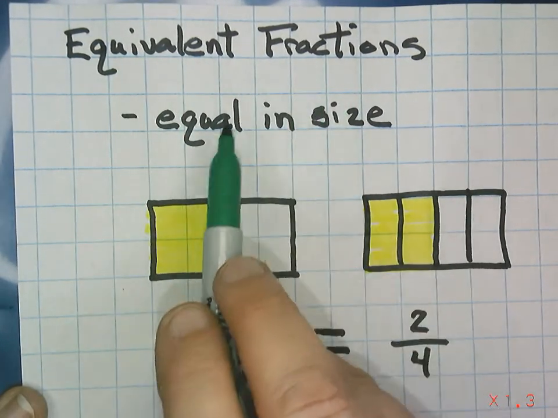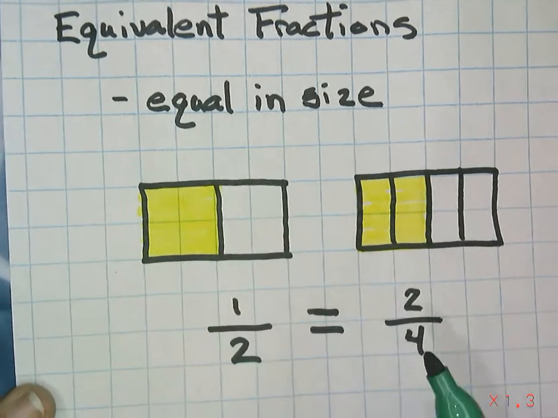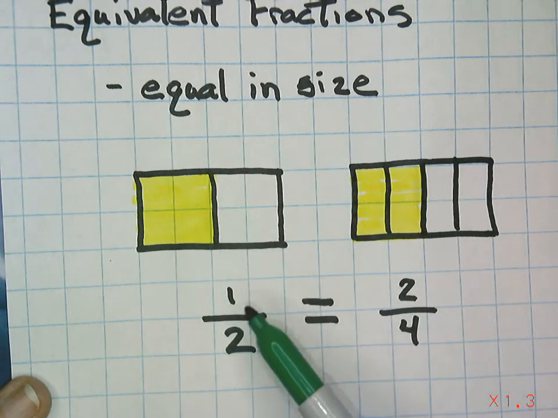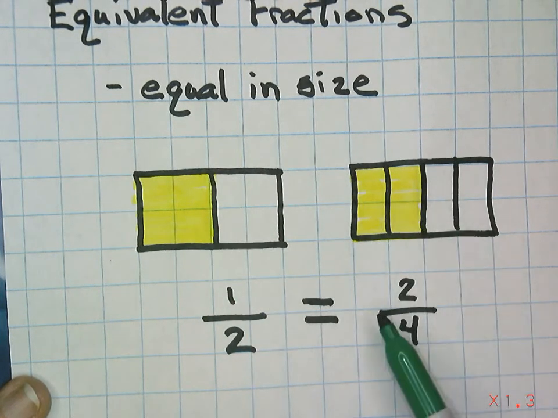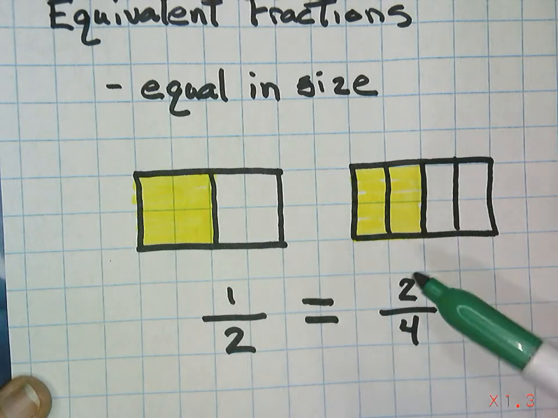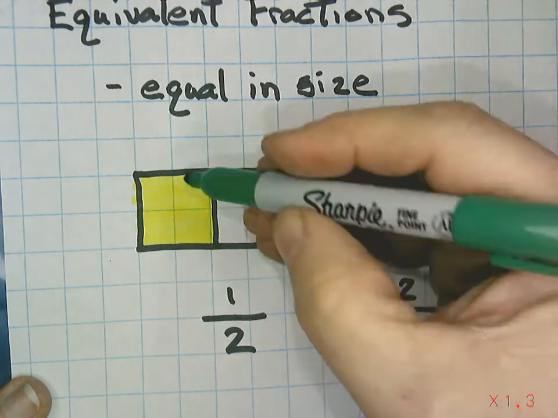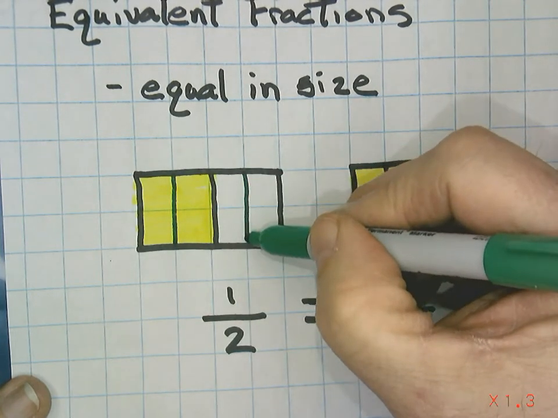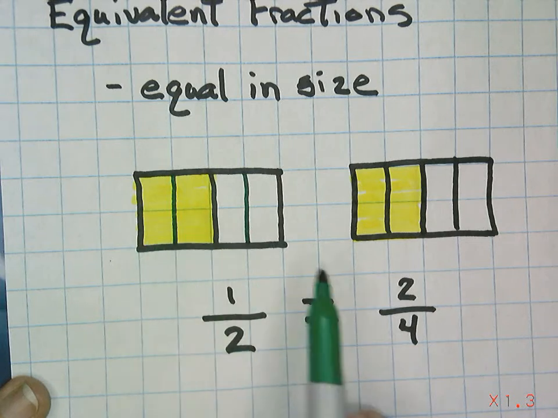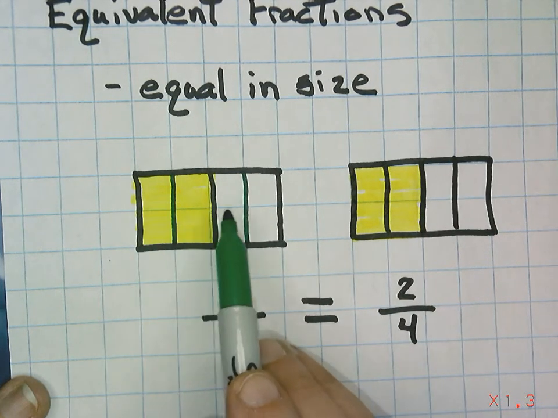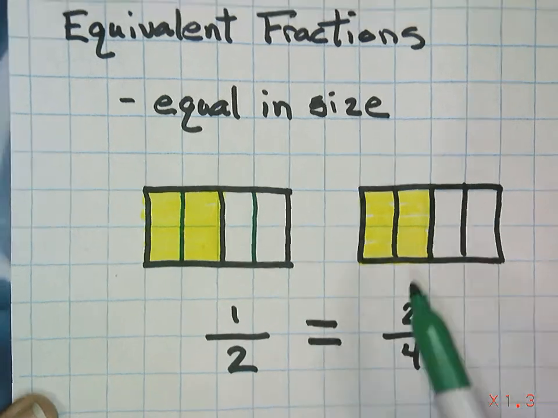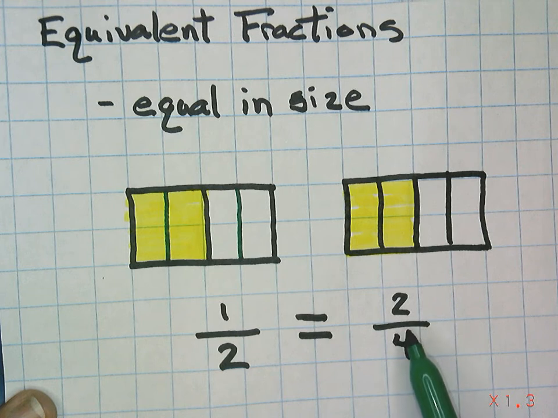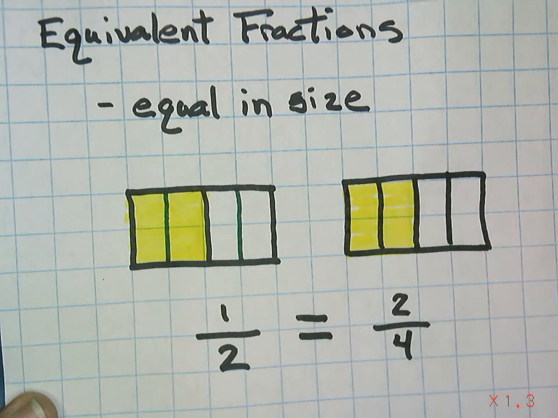Equivalent fractions means fractions that are equal, but equal in size. Notice that our numerator and denominator numbers are not equal, but if we were to compare 1/2 to 2/4, they are equal in size. In fact, I could even, on this side, show that by further dividing, and you can see here that we have 1, 2 out of a total of 1, 2, 3, 4. So that's what we mean when we talk about equivalent fractions. The numbers are not the same, they're not equal, but the size that they take up are equal.